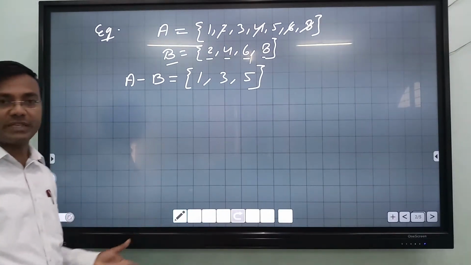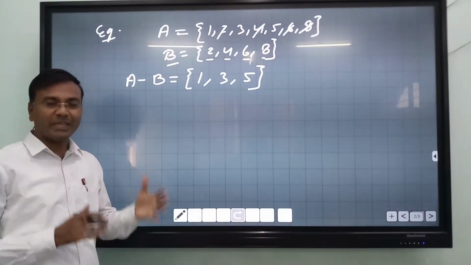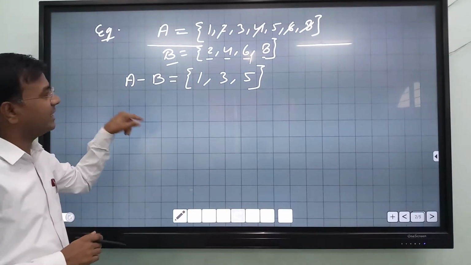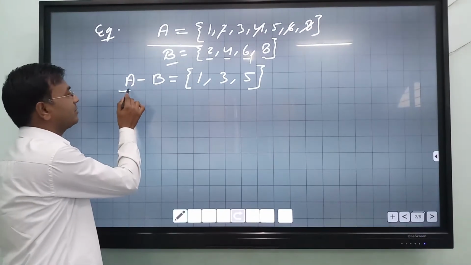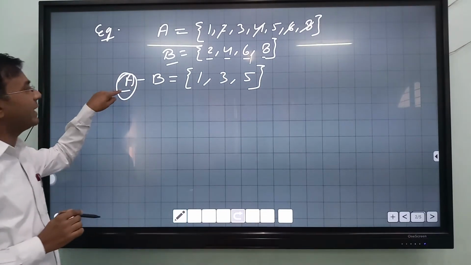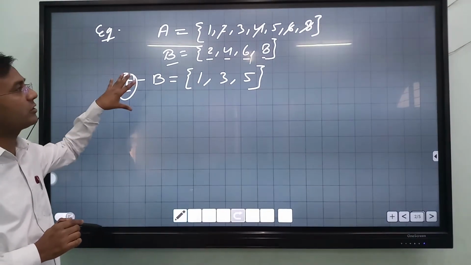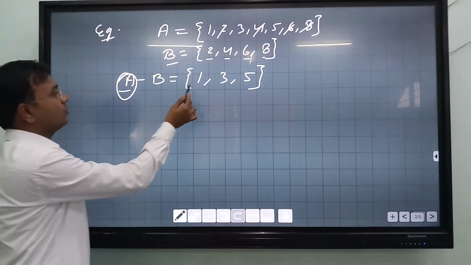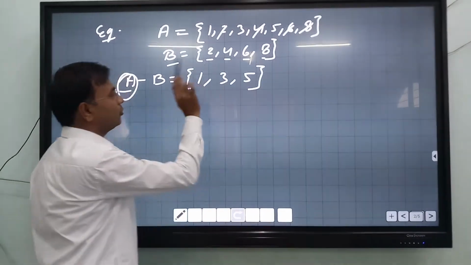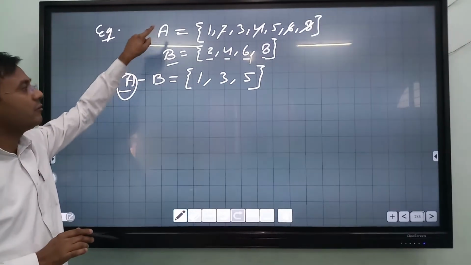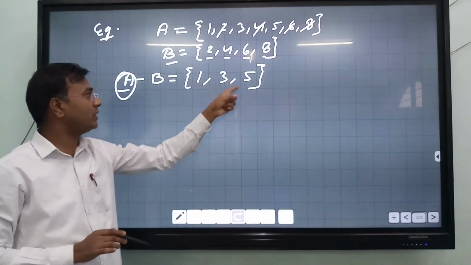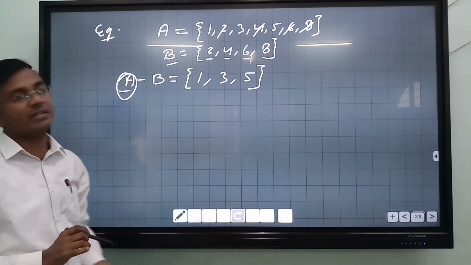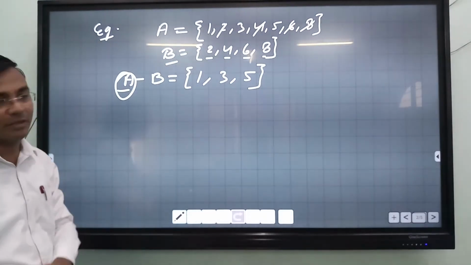The difference of sets somewhere might be confusing to you, that what is A minus B and what is B minus A. So you can remember, A minus B means write the elements of A only which are not the elements in B. So 1, 3, 5, these are those elements in set A which are not existing in set B. You can check 1, 3, 5 are not lying in the set B. So hence this is A minus B.